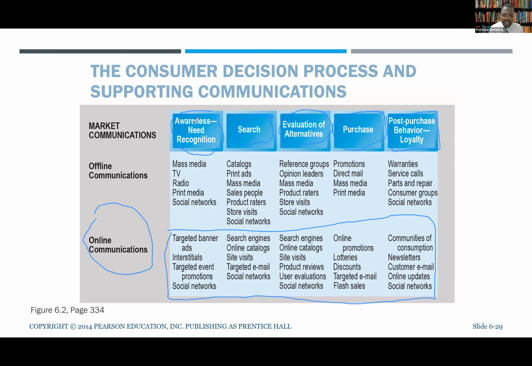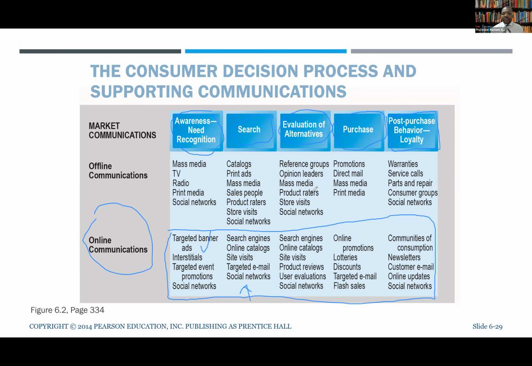So for needs recognition and awareness, we have targeted banner ads, intersectional targeting, and event promotion. It has to be really, really targeted for them to be able to understand. Then search engines, online catalog, site visits, targeted email and social networks. That's where the search is.